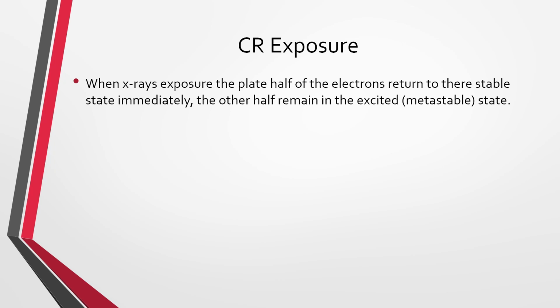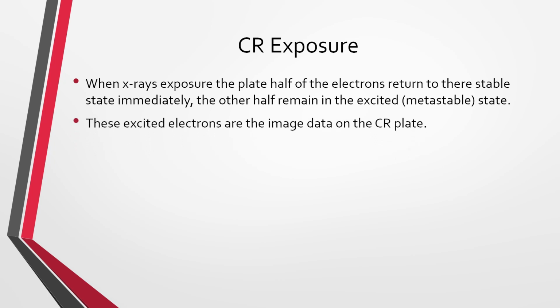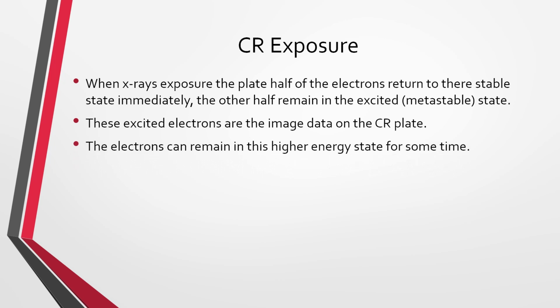Now, when X-rays expose the plate, half the electrons in the PSP return to their stable state immediately. The other half remain in that excited state, which could also be called the metastable state. These excited electrons are the image data on the CR plate. So the position of the electrons, how excited they are, that is the image on the plate, which we would call the latent image.